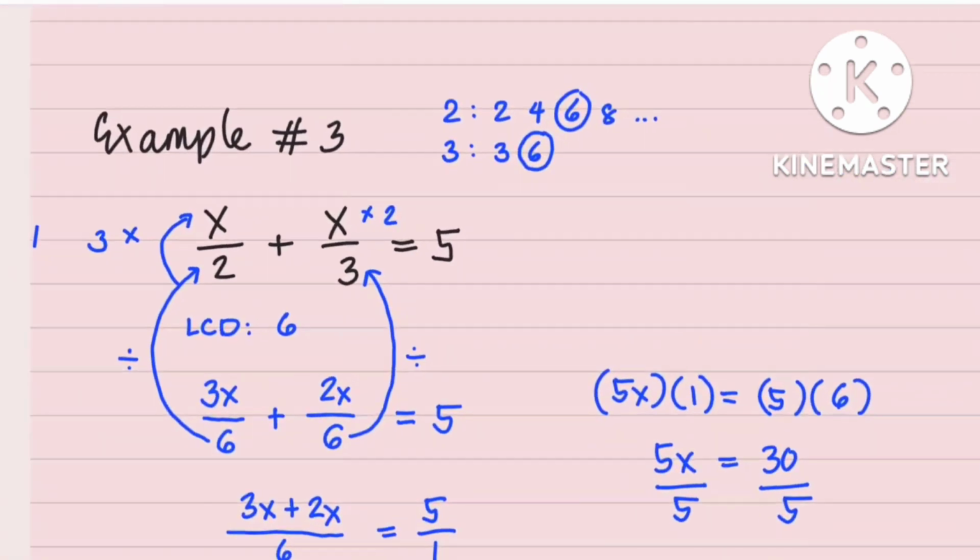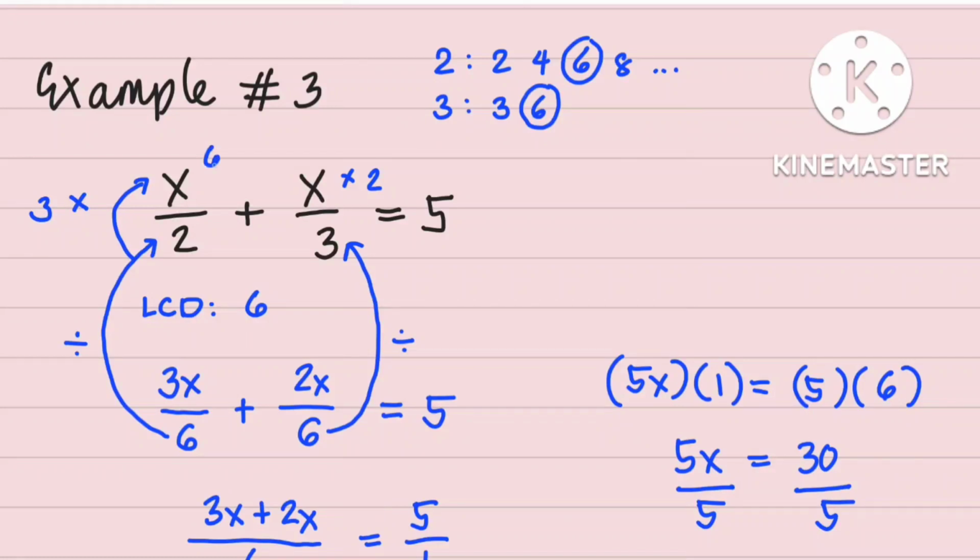If we are going to check that, 6 divided by 2 is 3. While 6 divided by 3, that is 2. And 3 plus 2 equals 5. Therefore, the value 6 which we have obtained is correct.